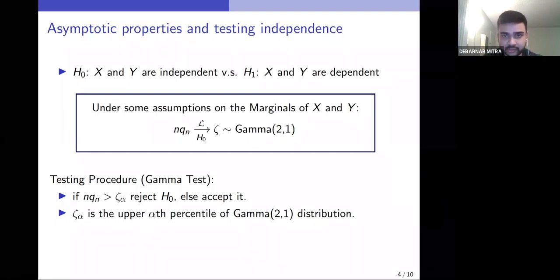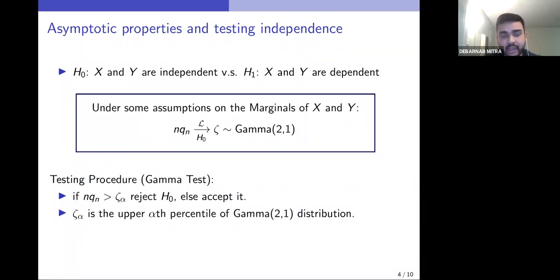So based on this asymptotic distribution of the quotient correlation, a very simple testing procedure can be defined, which is called the gamma test. And the test is as follows. We compute the value of NQN and then compare it with the upper alpha percentile of the gamma 2-1 distribution. And then we reject H0 if NQN is greater than zeta alpha.